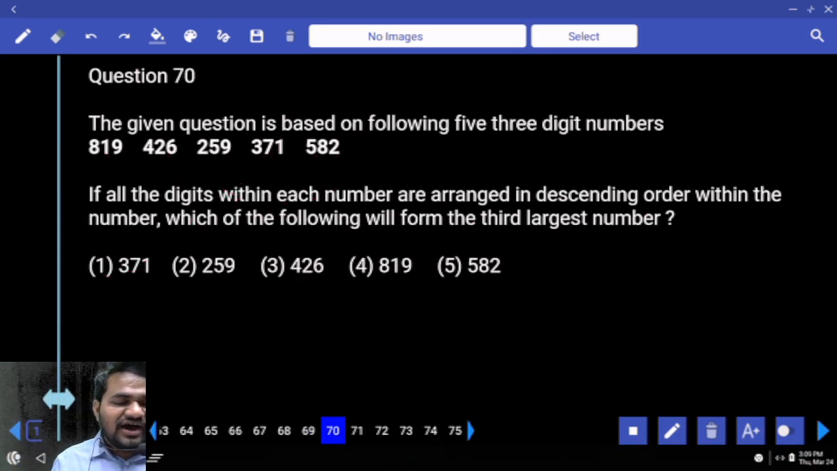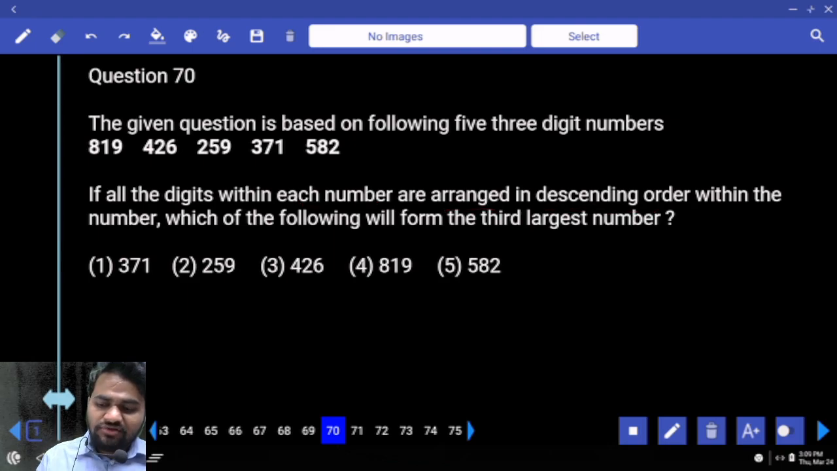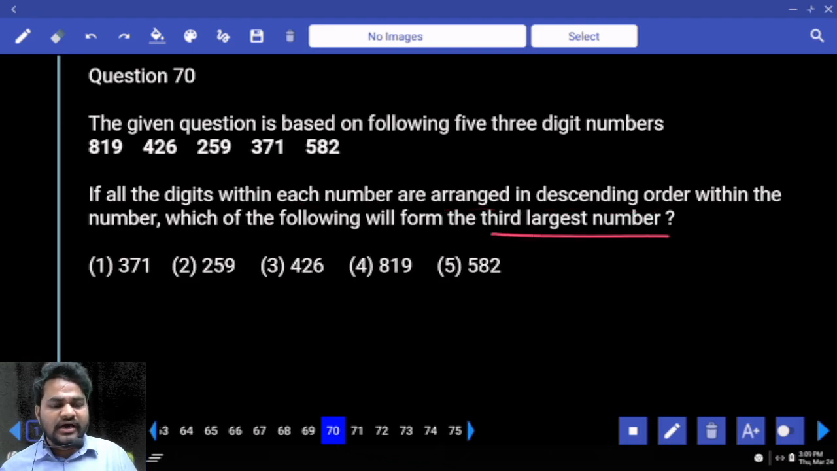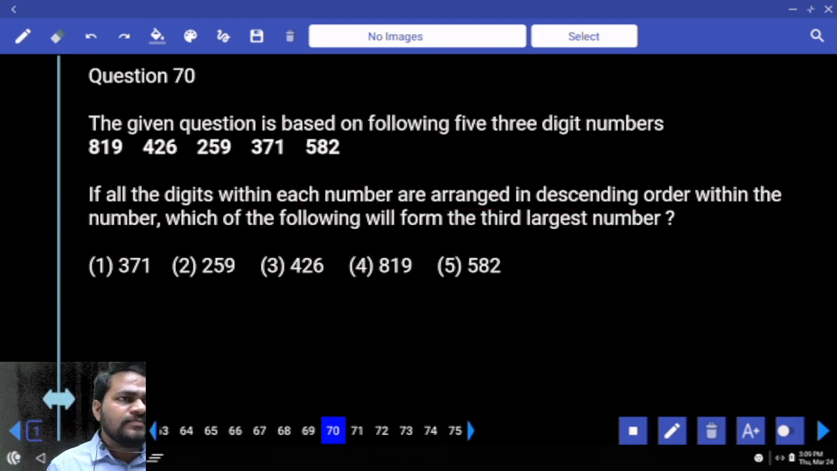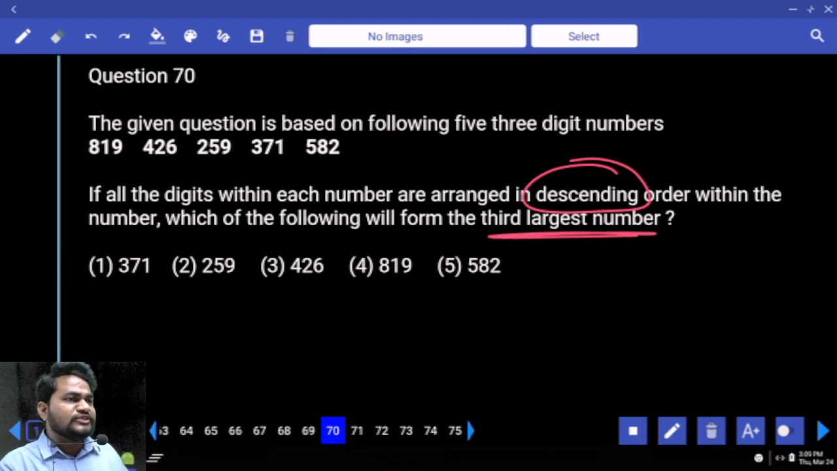Next, if all the digits within each number are arranged in descending order within the number, then which of the following will be third largest number? Largest number. Now try to understand. Descending order is nothing but it should be starting with the highest digit. Digit wise 1, 2, 3 up to 9. What is the highest digit? 9. Hold there. We need to find out third largest number.